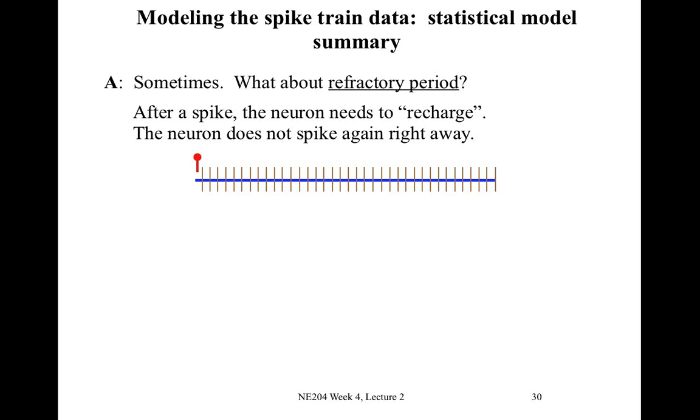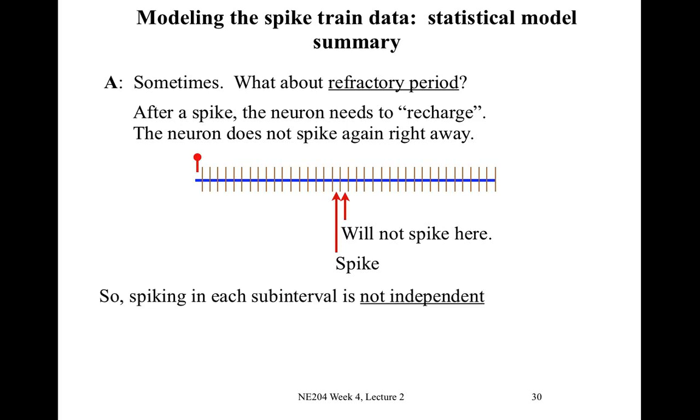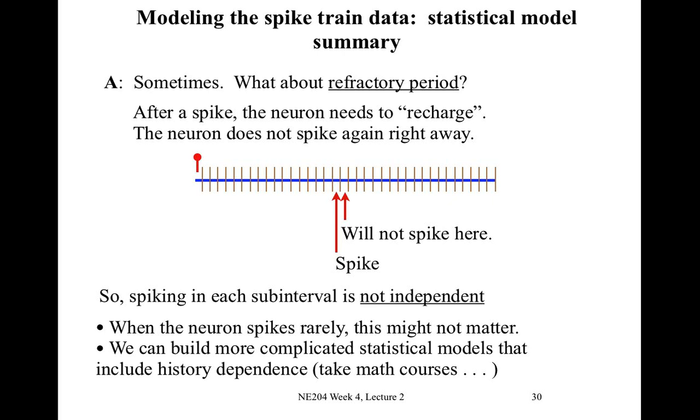So here again is our spike train, or here again is our time axis, where we've divided up into tiny subintervals. And if we see a spike at a particular interval, what we would expect based on the biophysics of the neuron and knowing that it has this refractory period is that we will not observe a spike in the next subinterval. It takes some time for the neuron to recharge. So spiking in each subinterval is not really independent. But that's a primary assumption of our statistical model, is that each time bin is independent of the other. But we know based on biology that that's not the case. These subintervals are not independent.